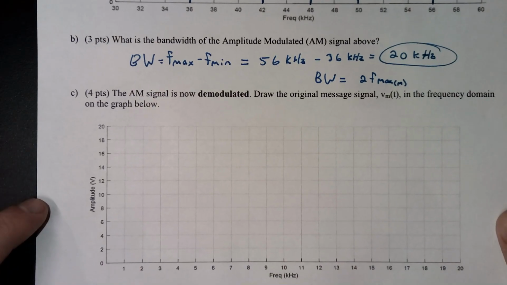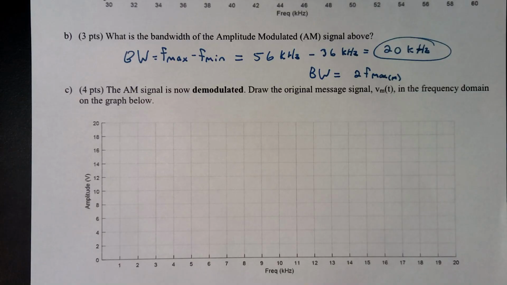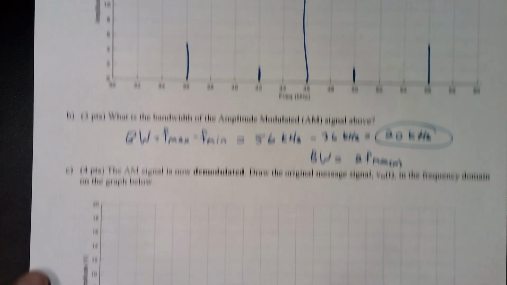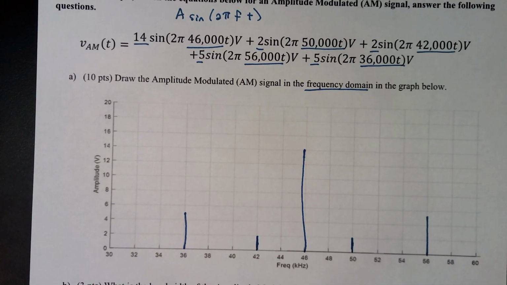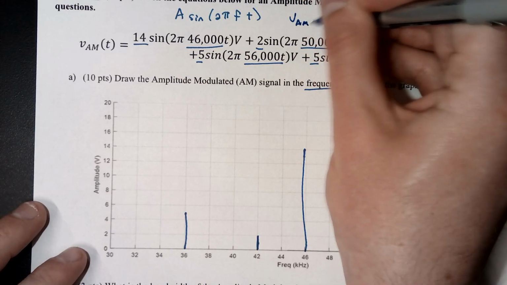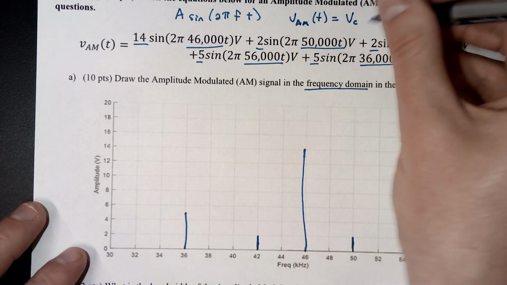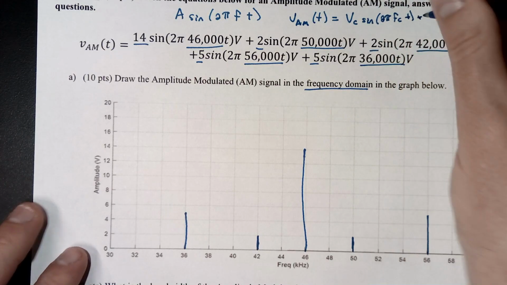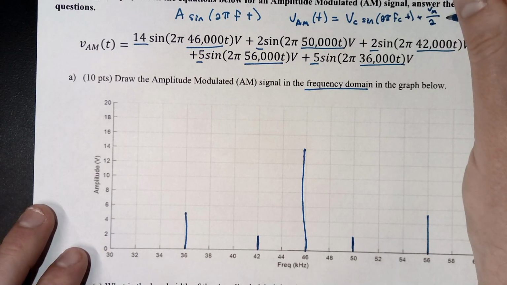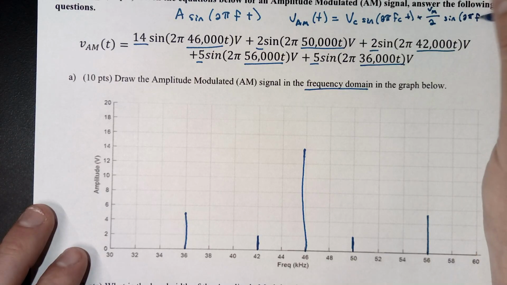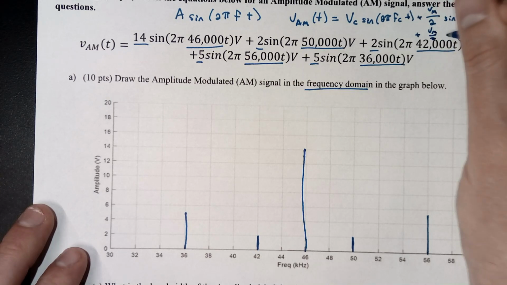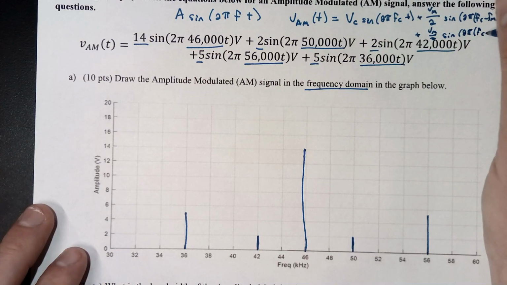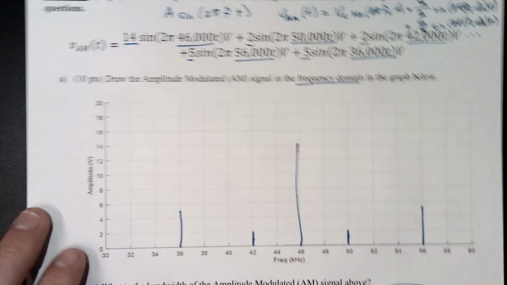And then part C, the AM signal is now demodulated. Draw the original signal VM(t) in the frequency domain on the graph below. So here we need to think about, I'm going to go up to the top equation again, what the AM signal looks like. So V_AM(t) is going to be VC sine or cosine 2 pi FC t plus VM over 2 sine 2 pi (FC minus FM) t plus VM over 2 sine of 2 pi (FC plus FM) t. And we're going to have that for every component.